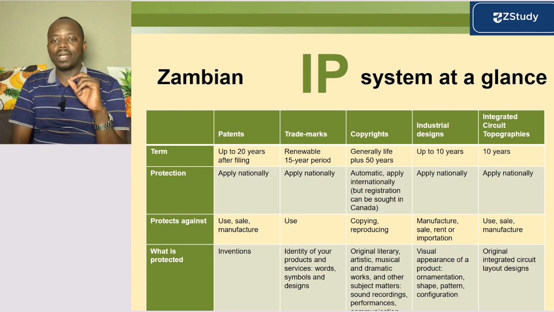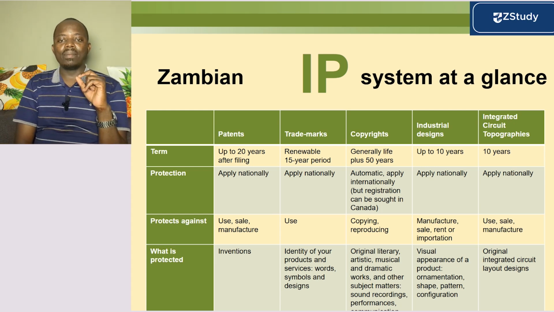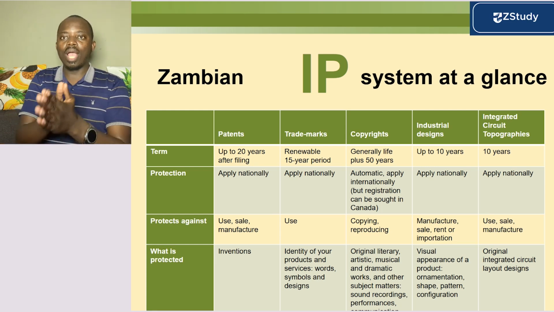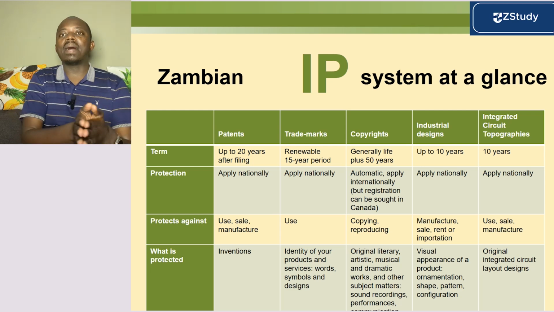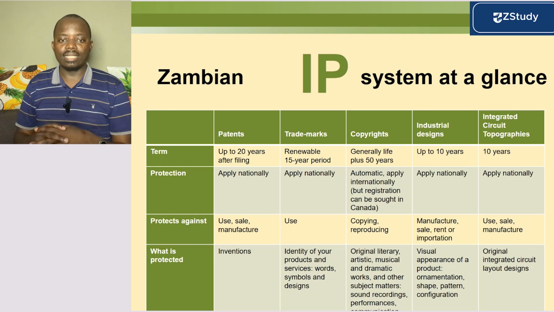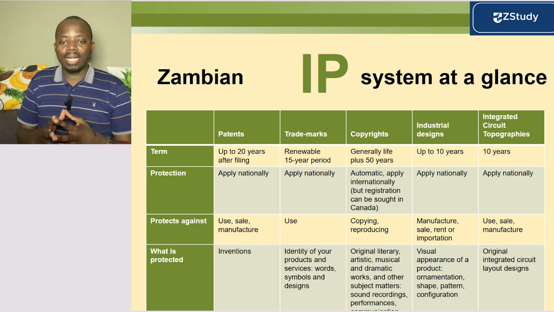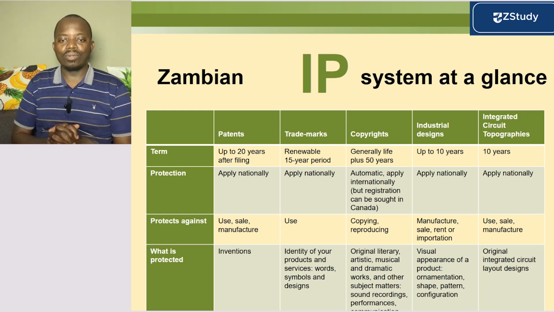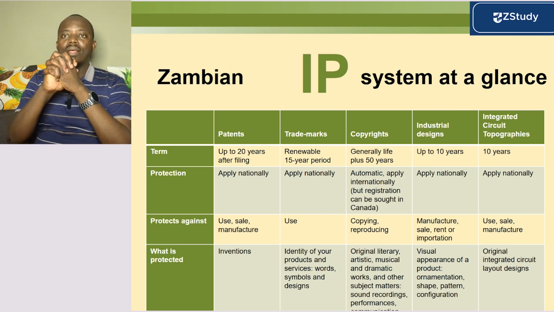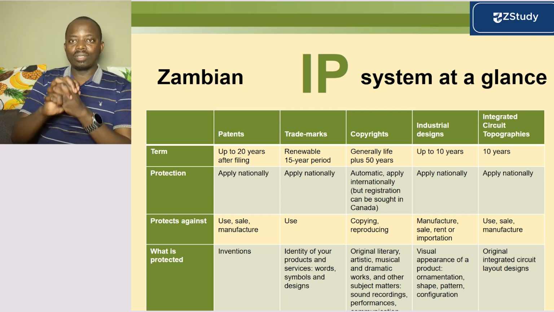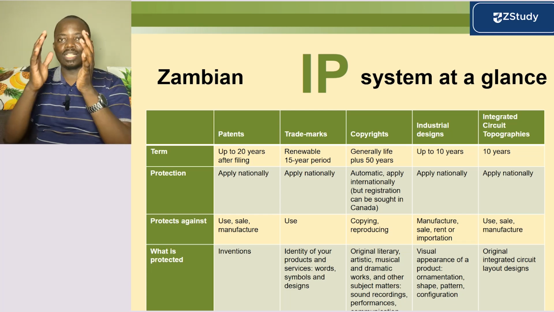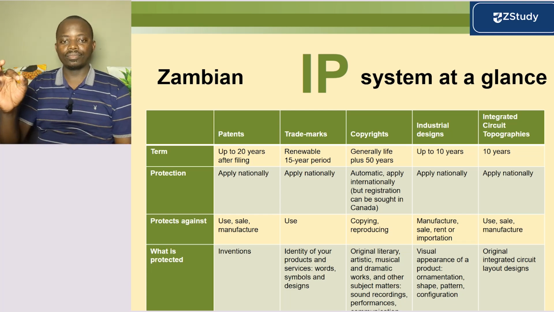Now, in comparison to Canada, because Zambia and Canada are both member states of WIPO, most things that apply to Zambia apply to Canada as well. You'd be able to see that the term of patents in Zambia and in Canada is about 20 years after the date of filing. When the patent is issued to you, from that particular day when you receive your patent, you'll have exclusive right for that particular invention for 20 years.